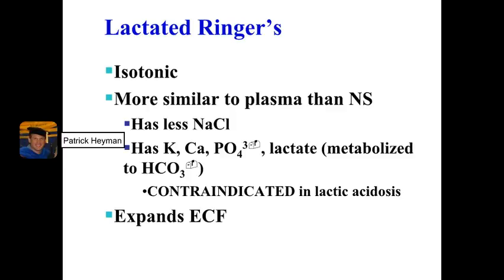Lactated ringers is another isotonic solution. It is more similar to plasma than normal saline. It has a little bit less sodium chloride, and it also has potassium, calcium, phosphate, and lactate. Lactate is turned into bicarbonate by your liver, which means that it's contraindicated in severe liver damage and in patients who are at risk for lactic acidosis, because in that case, the lactate will just build up and make the problem worse.